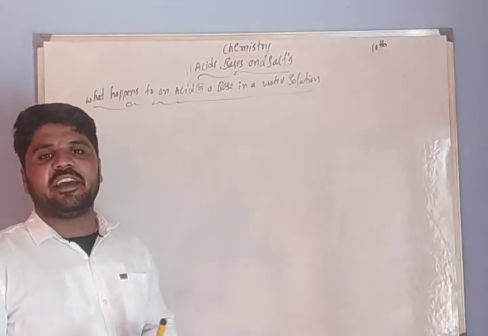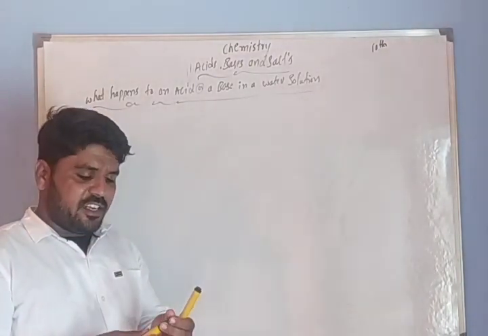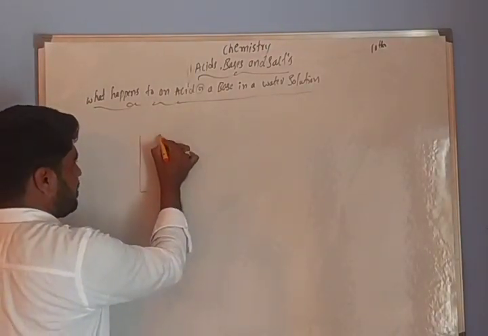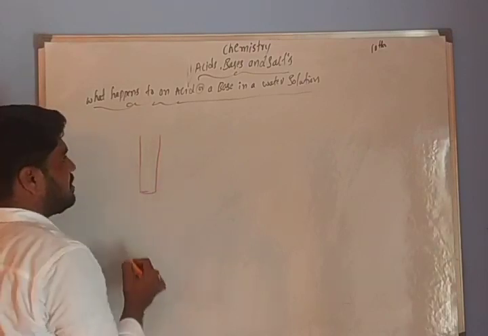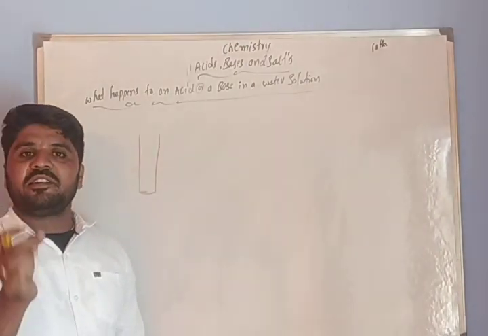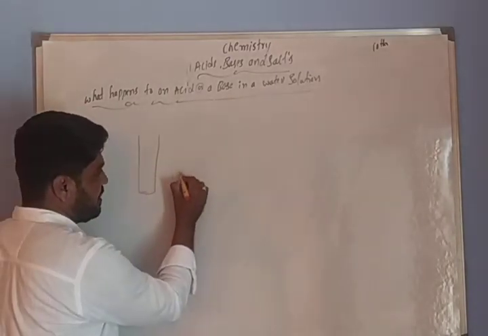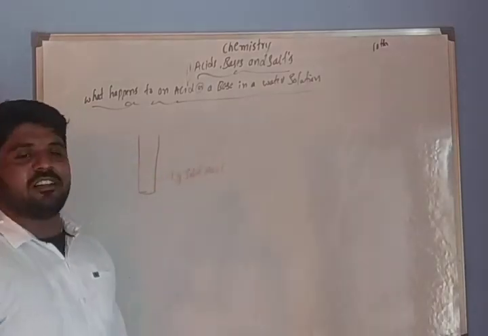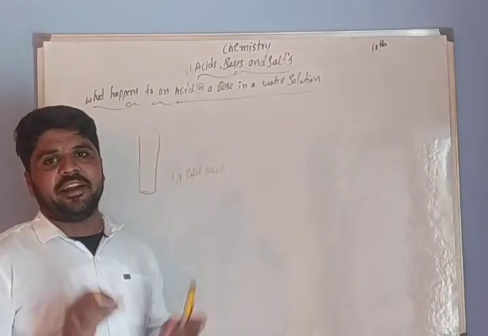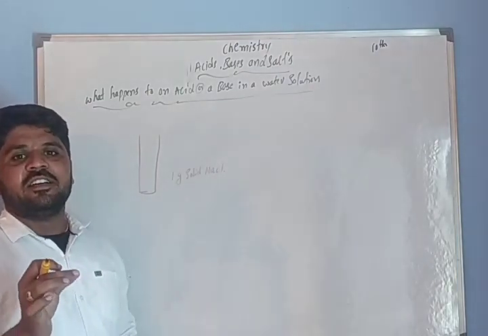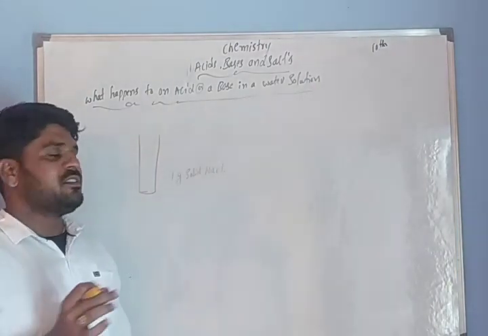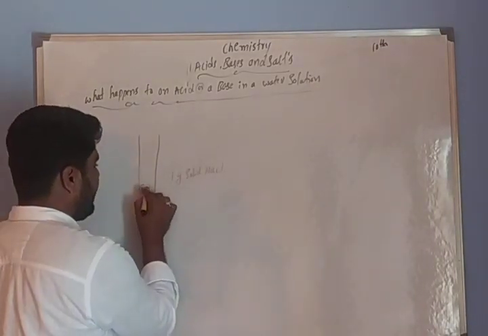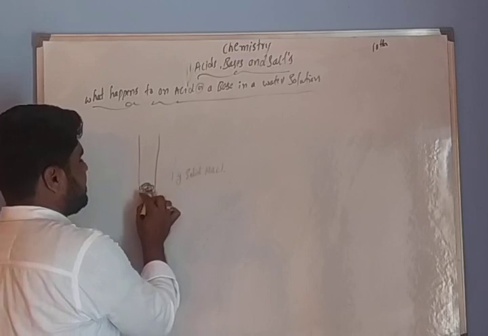For this we need an activity. For this activity we need 2 test tubes. This is one test tube. For this test tube I am going to take 1 gram of solid NaCl. NaCl means sodium chloride, in a clean and dry test tube. This is sodium chloride. I am taking this sodium chloride in a clean and dry test tube.